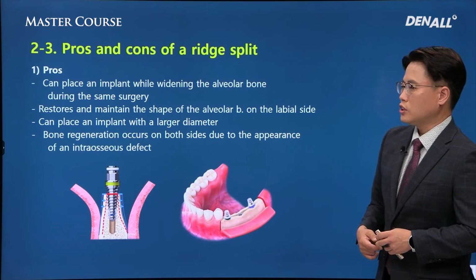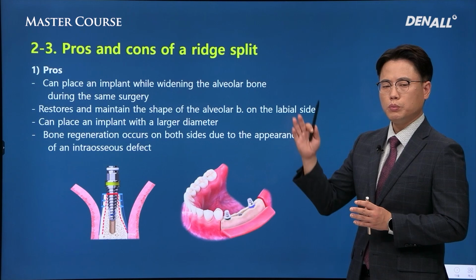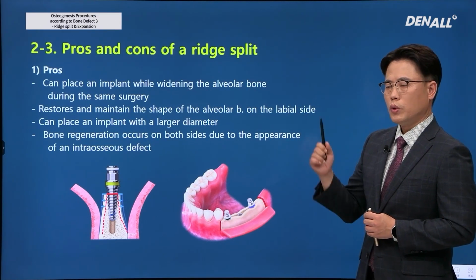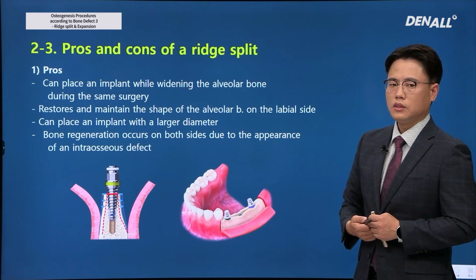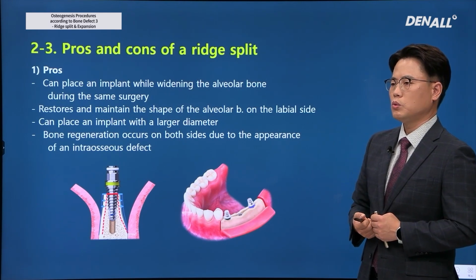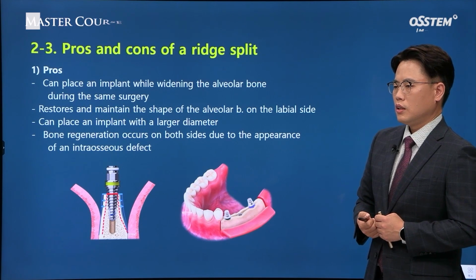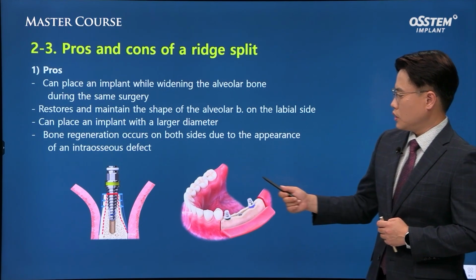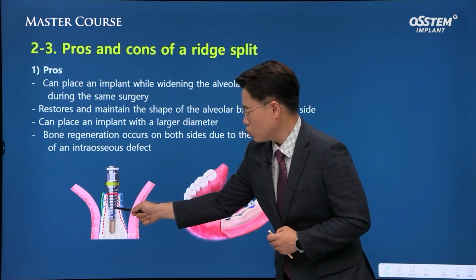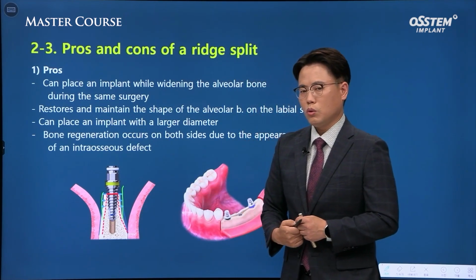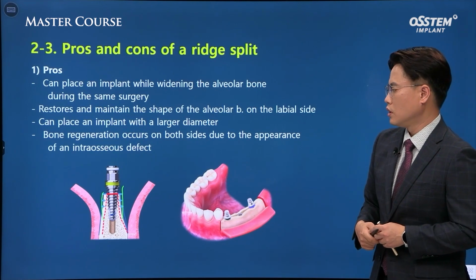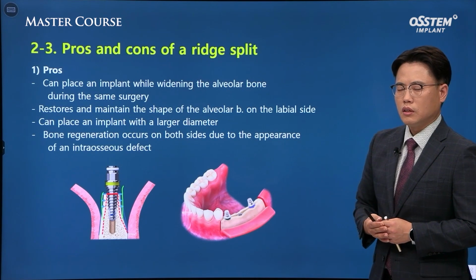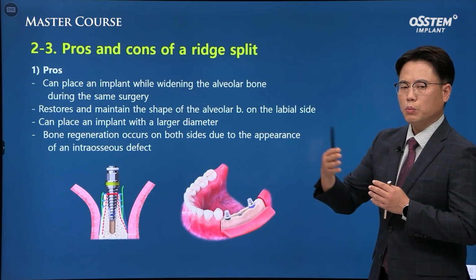The pros of ridge split. GBR block bone graft have been mentioned. Why should we do ridge split? Why is it important? This will be addressed again later, but if you do ridge split on both sides, there's going to be cortical bone. Be it GBR or block bone graft, it's going to be extra bony augmentation.